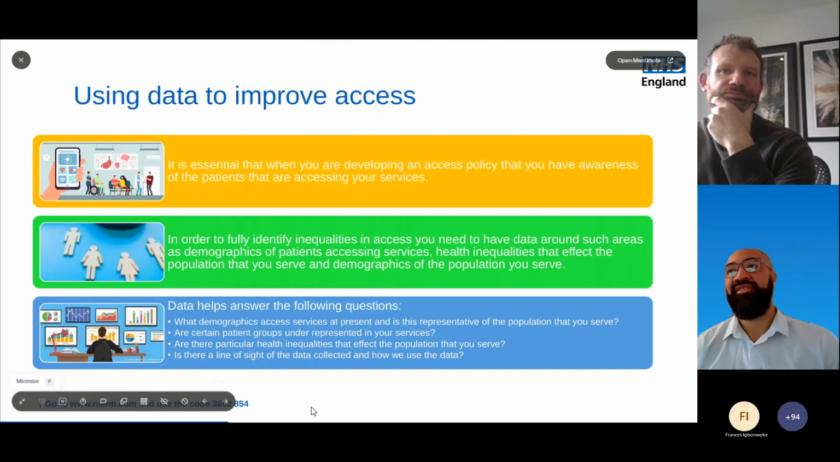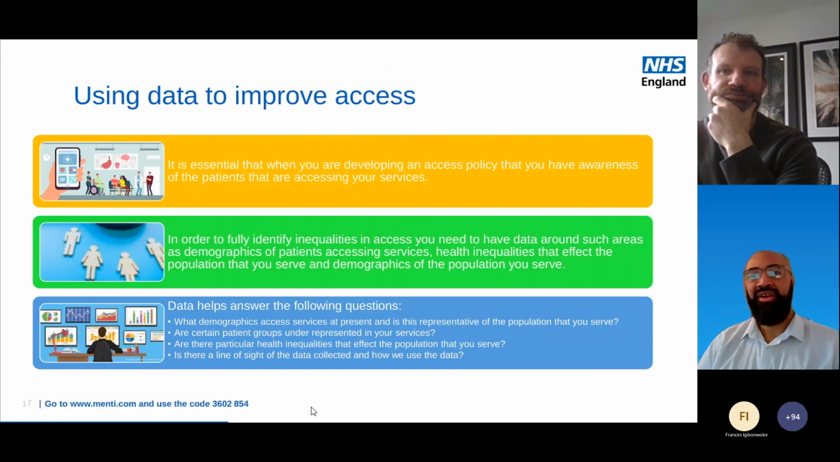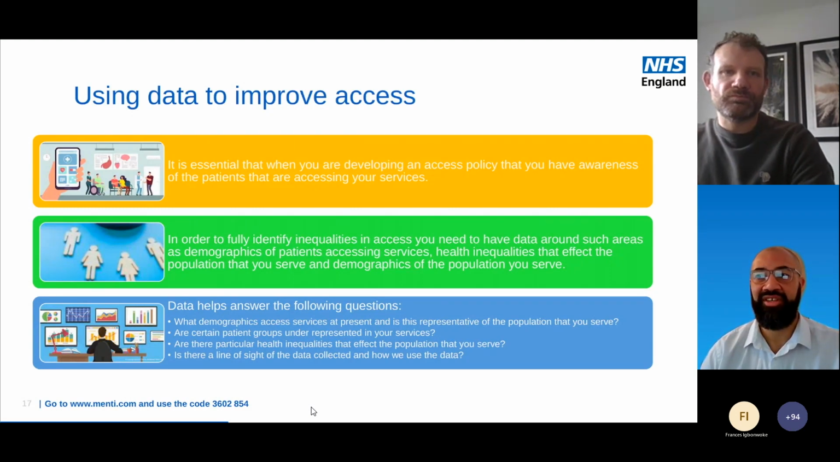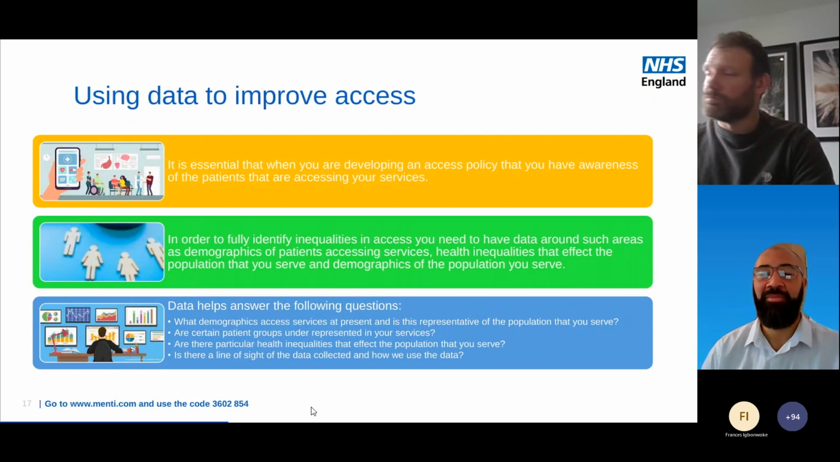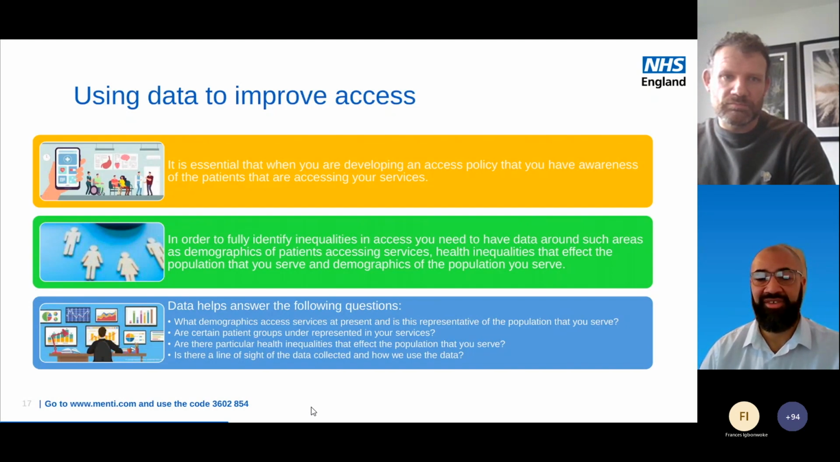The first slide is around using data to improve access. One of the essential parts of developing access policy is understanding who's accessing services and who is not accessing services. So if you fully want to understand the current and potential health inequalities, data around these is key. With the correct data, you should be able to understand what people access your services and the representative demographics and characteristics, and if this matches the population that you serve.